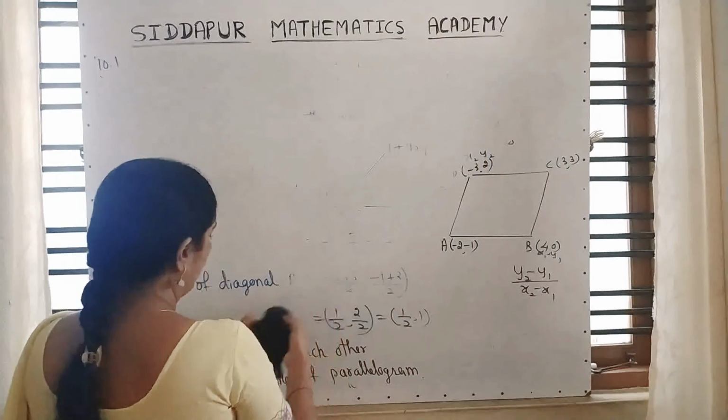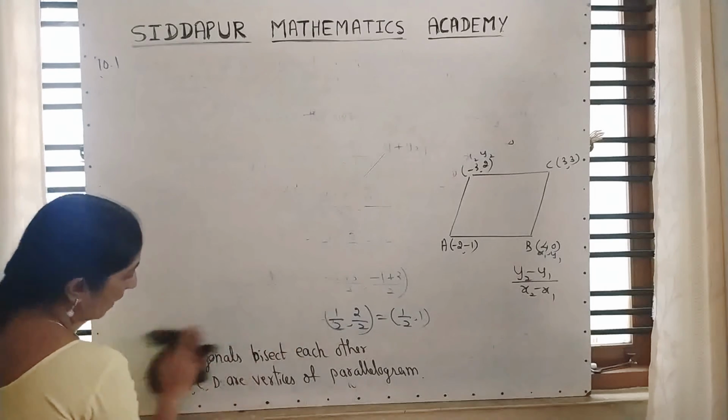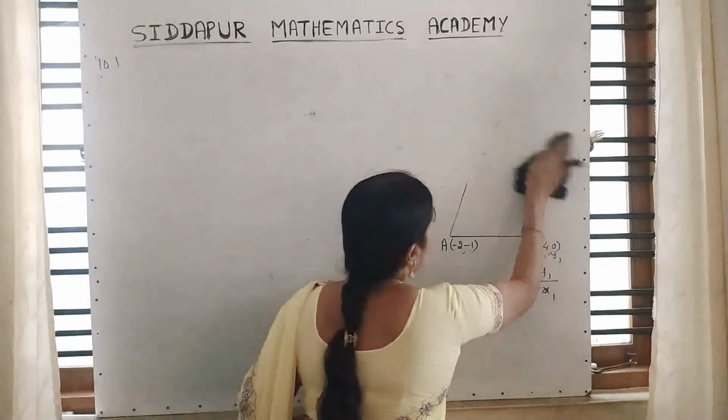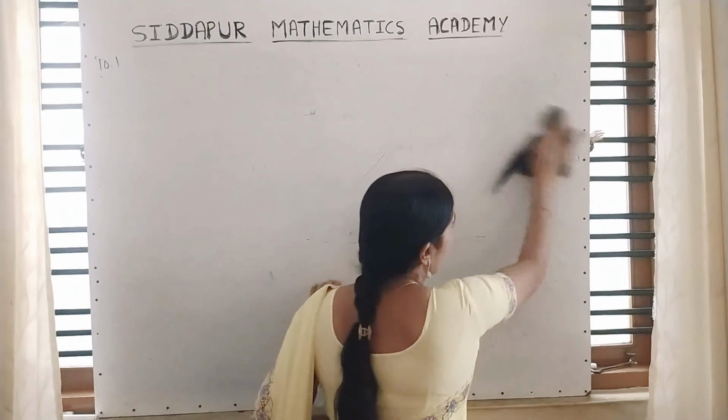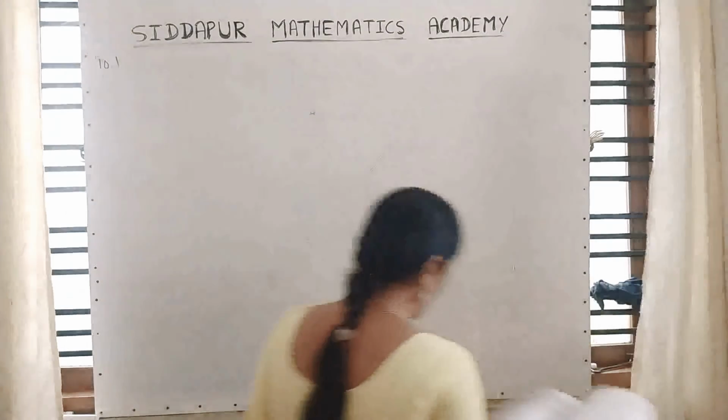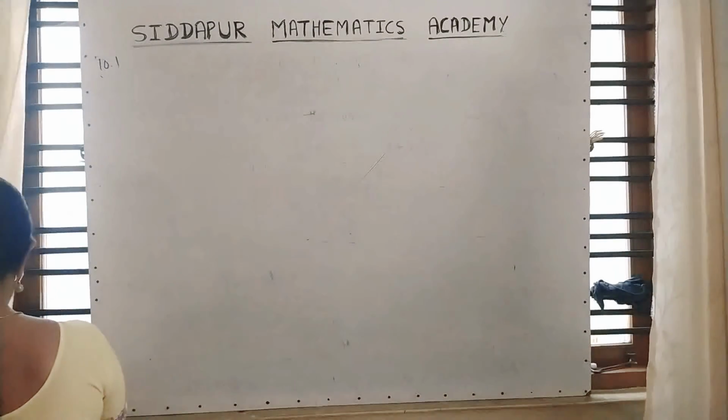They are very simple. Analytical geometry means what? You just have to understand the concept. If you understand the concept, the sum will be very simple. Moving to the next question, that is question number 9.